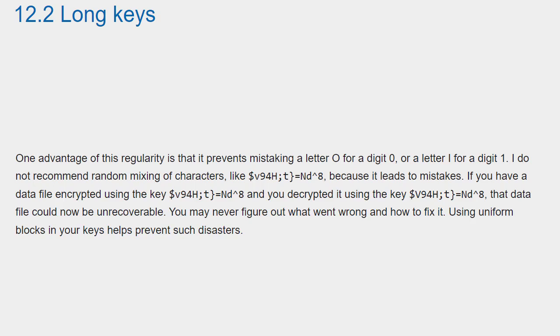If you have a data file encrypted using the key $V94H;T} = Nd^8 and you decrypted it using the key $V94H;t} = Nd^8, that data file could now be unrecoverable. You may never figure out what went wrong and how to fix it. Using uniform blocks in your keys helps prevent such disasters.